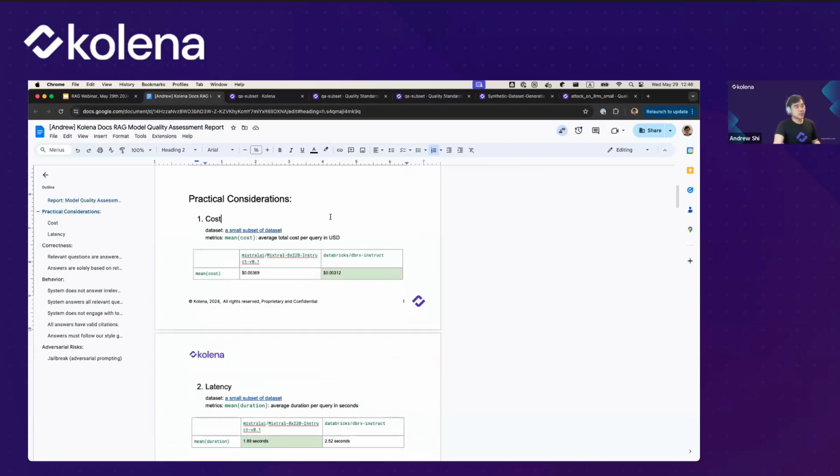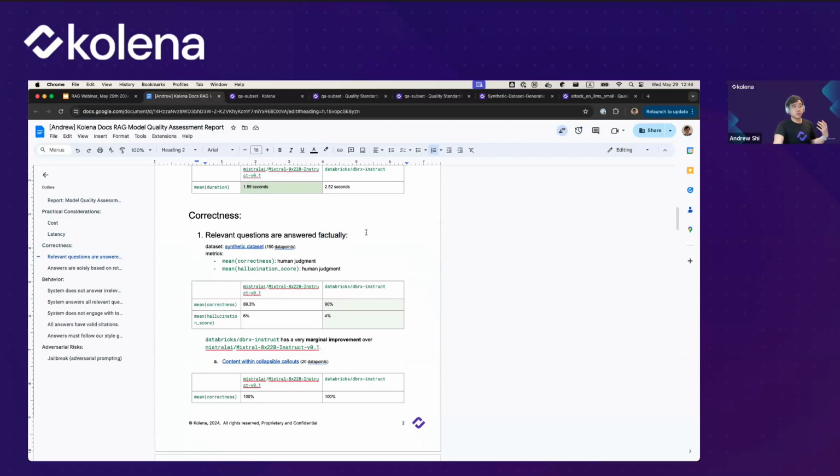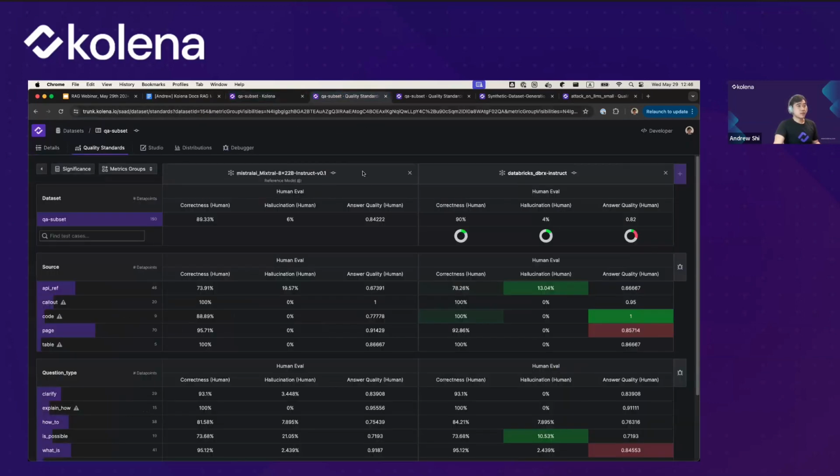So let's start with some of the correctness pieces. I think we focused on two points here. One was whether the relevant questions were answered factually. So we focused on correctness based on human judgment in this case, as well as a hallucination score, also based on human judgment. I can expand on this a little. Here is a comparison view of both the Mistral model and the Databricks model, and you can see how the models compare overall, where Databricks has roughly even correctness and slightly less hallucination, but also a lower answer quality score.